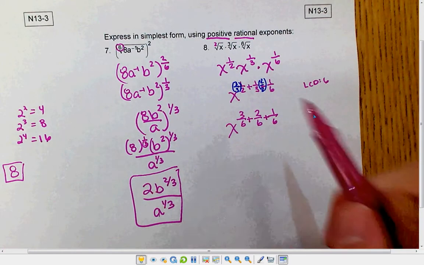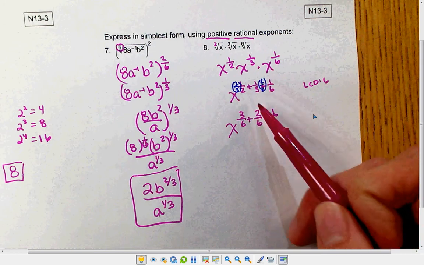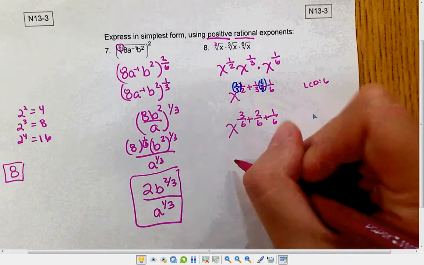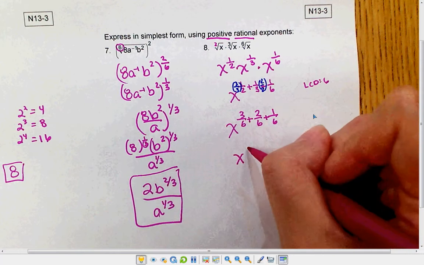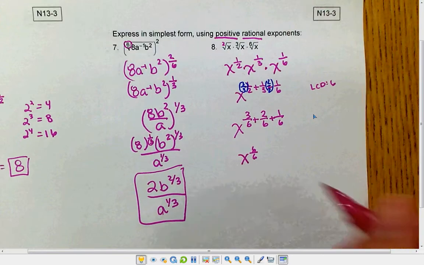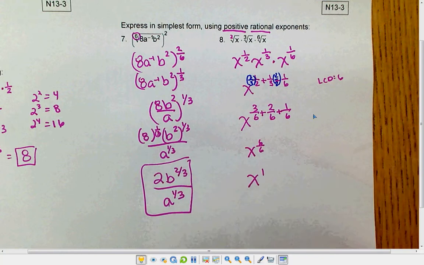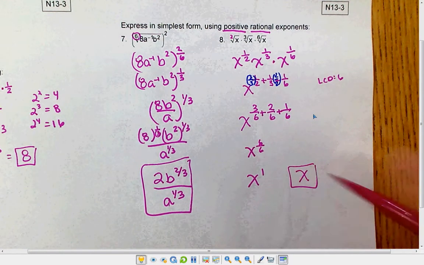So again, 3/3 times 1/2 is 3/6. 2/2 times 1/3 gives me 2/6, and then I'm adding 1/6. So now we're adding the numerators. 3 plus 2 plus 1 gives me 6 over, keep my denominator, which is 6. 6 divided by 6 is just equal to 1. So really, this entire thing simplifies to just x by itself.